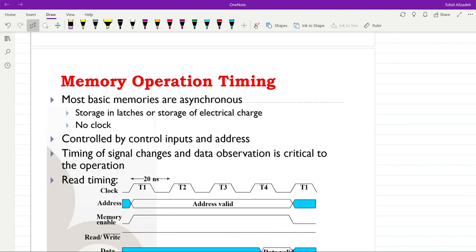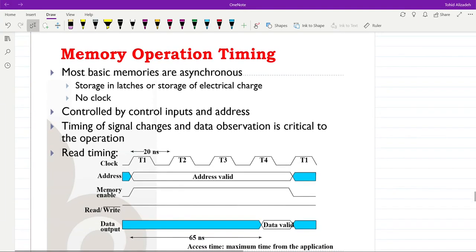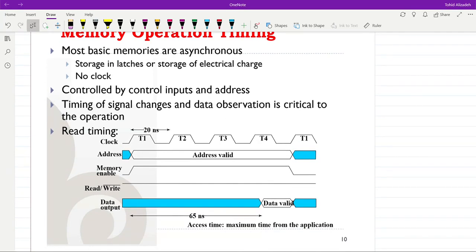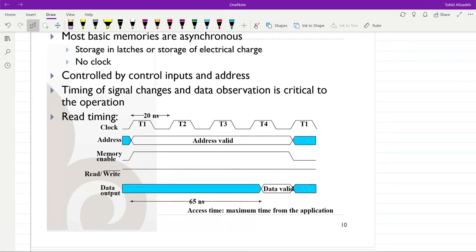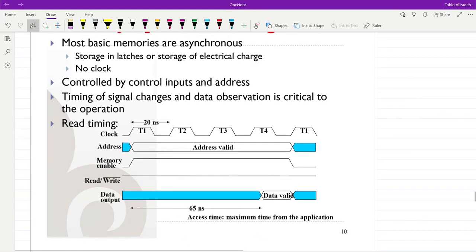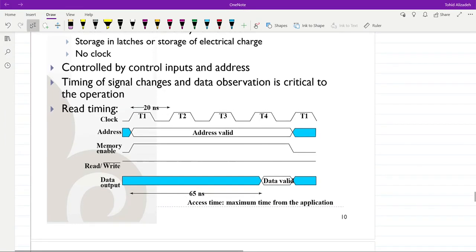Here we will see examples of the read and write operation for the memory in terms of timing. Most basic memories are asynchronous memories. So storage happens in latches or in the form of electrical charge in capacitors, and basically there's no clock inside the memory, so it's not a synchronous circuit but an asynchronous one. Then when we want to interconnect the CPU to the memory to read or write information, the overall thing should be done in a synchronous way.